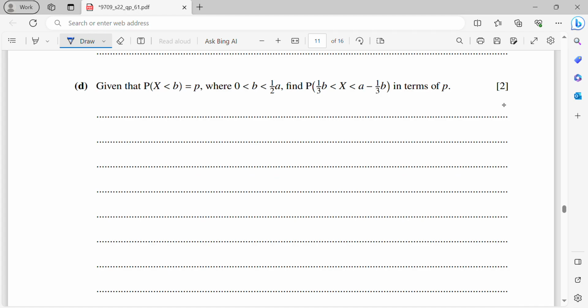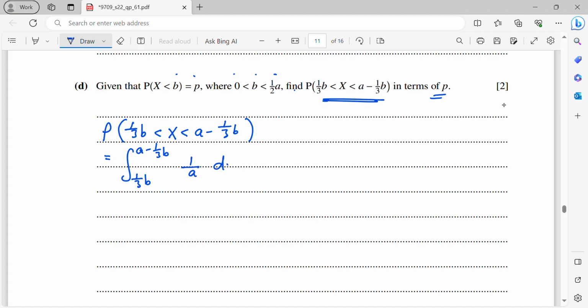Now D, given probability of x less than b is p, and the b is between 0 and half a, then find probability that x is between 1 over 3b and a minus 1 over 3b in terms of p. Okay, so now I will integrate probability of 1 over 3b less than x less than a minus 1 over 3b. Sorry about that. So it will be the integration from 1 over 3b to a minus 1 over 3b. Okay, the function is 1 over a, then dx.